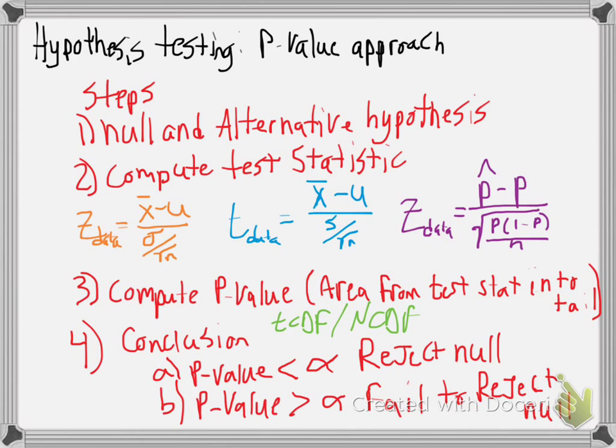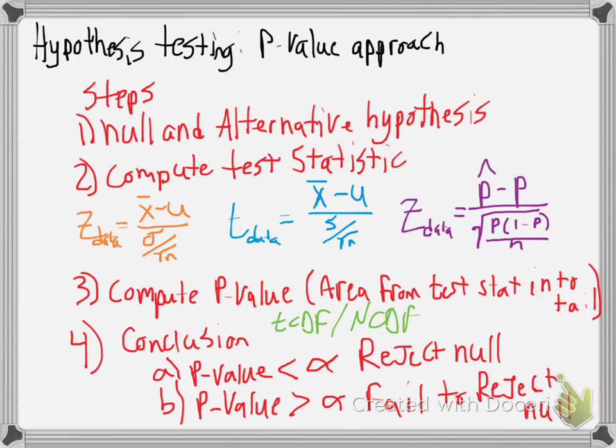Then after you compute your test statistic, you compute your p-value, which is the area from the test stat that you just computed into the tail corresponding to the alternative hypothesis. That's why we label the alternative hypothesis left, right, and two-tail. When you're doing the p-value, remember you're either going to be doing t-CDF or normal CDF. We'll do a t-CDF when we have a t-data and normal CDF when we have a z-data, the orange or the purple. Finally, you make your conclusion at the end.